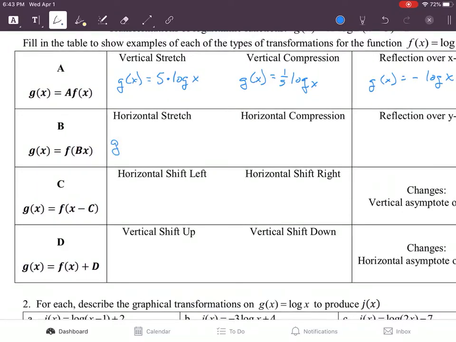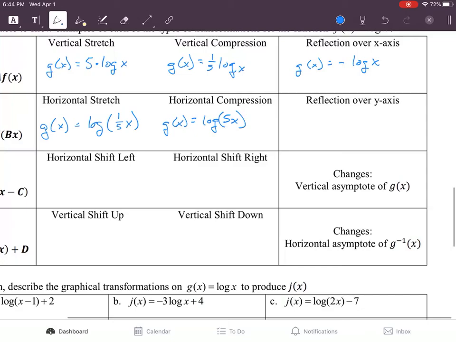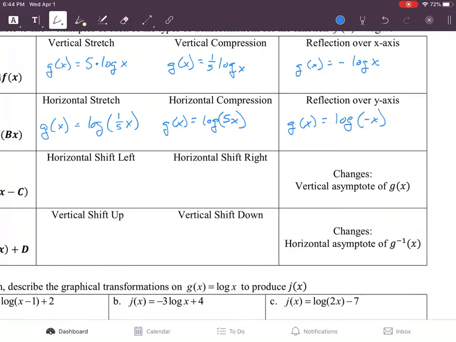Again, it's the reverse of what the vertical stretch was, and it's on the inside. So we have log of, we're going to put it in parentheses, 1/5 x. So a compression is going to be g of x is equal to log of 5x. All right, and then lastly, a reflection over the y-axis is going to be where our g of x function is going to be multiplied by -1 on the inside on the x itself. And that will flip it over the x-axis, or sorry, the y-axis.